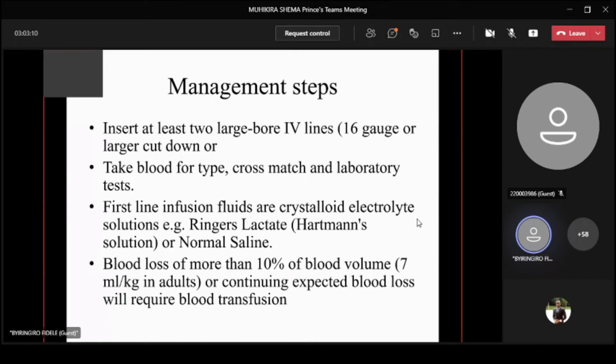Take 60 kilograms, 60 kilogram times 80.